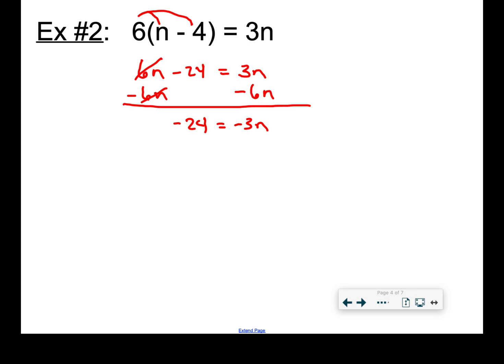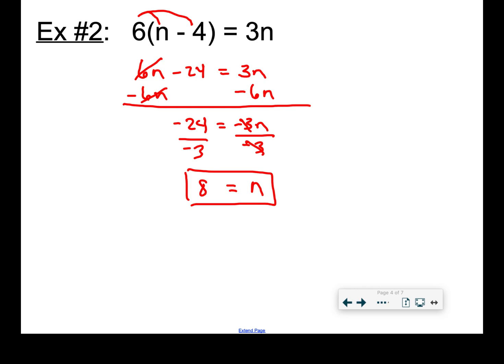And now our final step here is to get n by itself. So I'm going to divide both sides by negative 3 to get the actual n by itself. Remember, whatever you're solving for, you've got to get rid of what else is there. So I'm leaving the n alone, getting rid of the negative 3. So at this point, n equals a positive 8. Negative divided by negative is positive, and we have our answer of n equals 8.